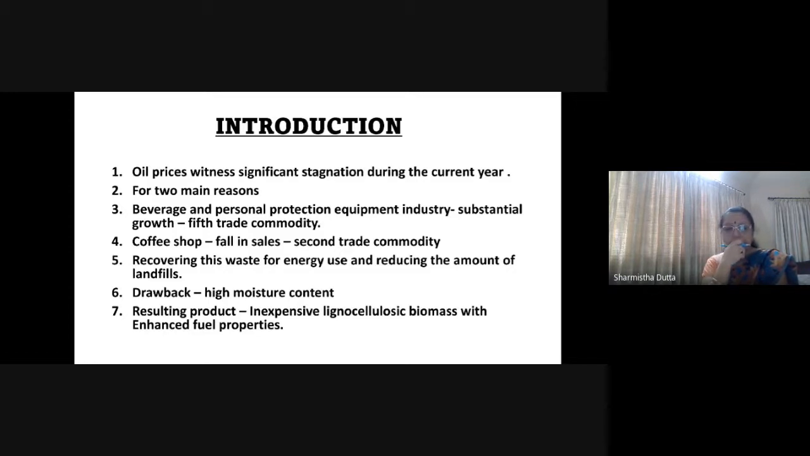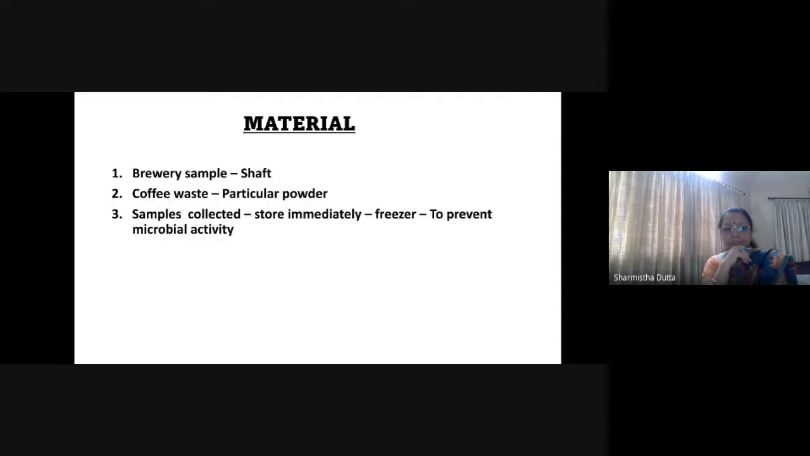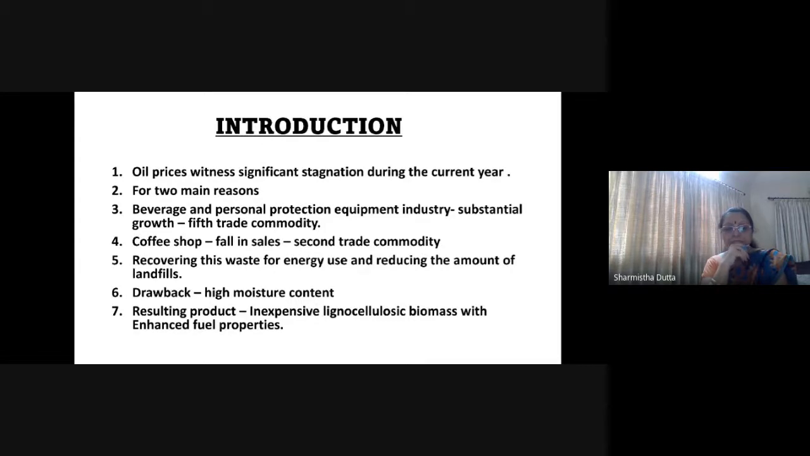Likewise, coffee shops, bars and restaurants were closed, which caused a fall in sales of coffee. Coffee is the second and brewery grain the fifth in the trade commodity. Processing these products generates a large amount of waste. Recovering this waste for energy use enhances its fuel properties and reduces the amount going to landfills. The beverage industries are a rich biomass waste resource, and these resources can be channeled for energy use. The major drawback is high moisture content, which requires densifying these biomass types, resulting in an inexpensive lignocellulosic biomass with enhanced fuel properties.